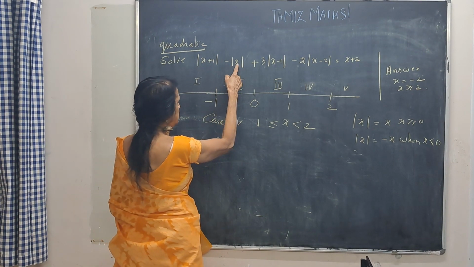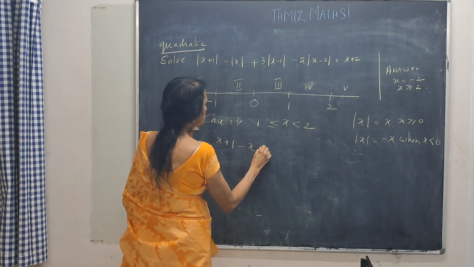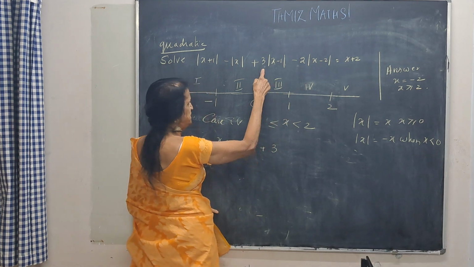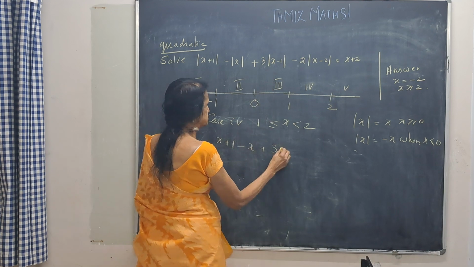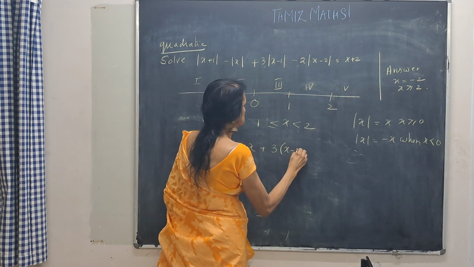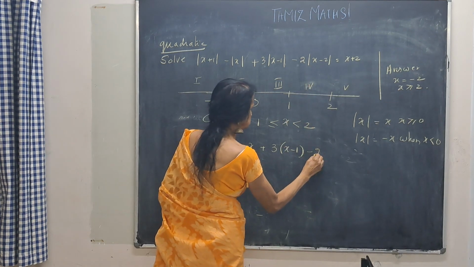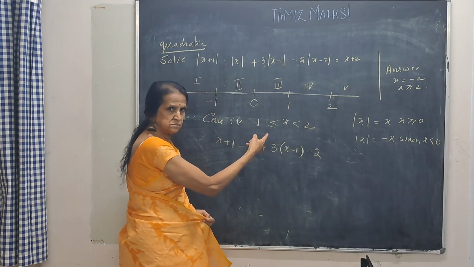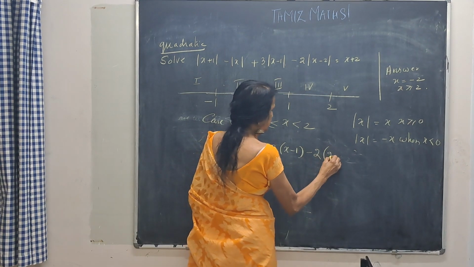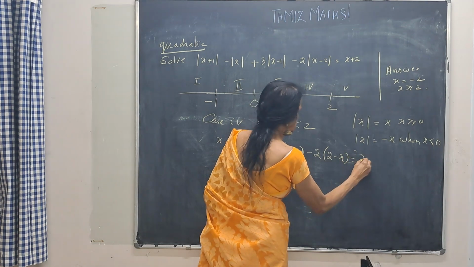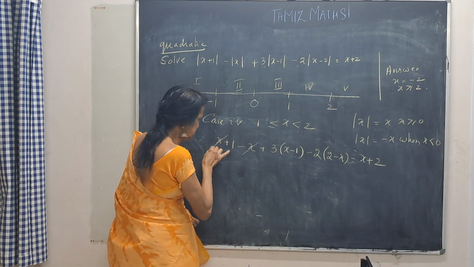X lies between 1 and 2, this is positive, x will come, there's a minus here, minus x, plus 3. This is little more than 1 in this interval, so this will be positive. This will be negative. You can take any value, 1.5 for example, this will be negative. 2 into 2 minus x. That is equal to x plus 2. X and x will get cancelled.